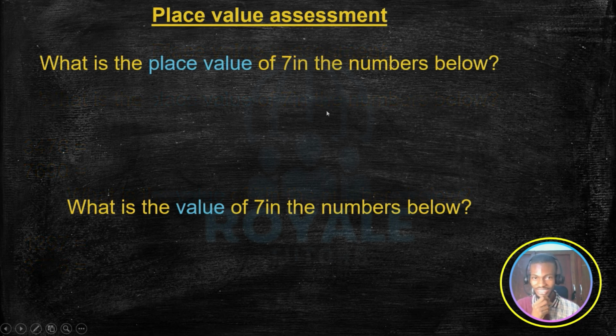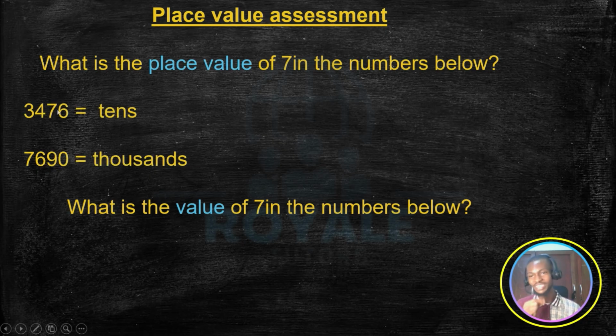It says, what is the place value of 7 in the numbers below? So 7 in the first one is in the tens place, and 7 here is in the thousands place. Did you get that? Let's check the second one.